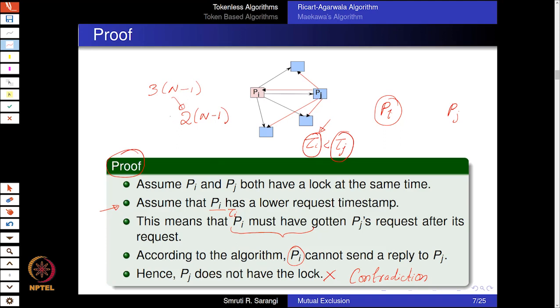And the key insight is that we defer the reply. That's the key insight. Every algorithm has to give us an insight, right? So the key insight over here is that we simply defer the reply. This deferral is reducing 3 to 2.